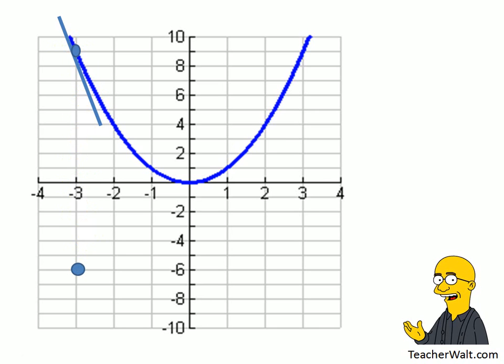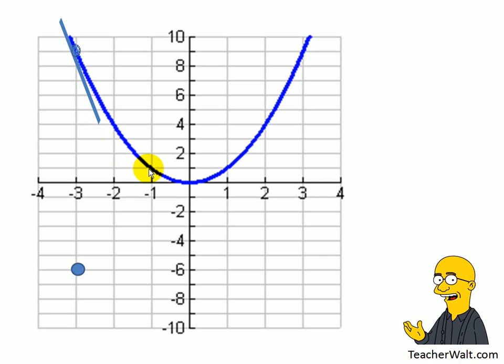Now recall that I'm using this example because we know that the derivative of x squared is 2x. So if you plug in -3 into 2x, you get -6. But notice that that does correspond to this negative slope.